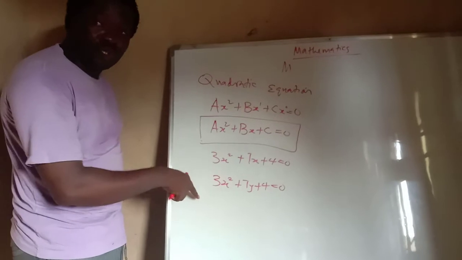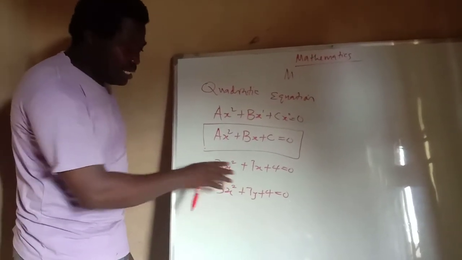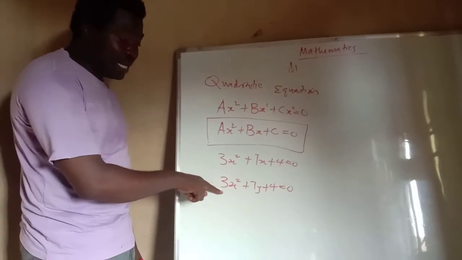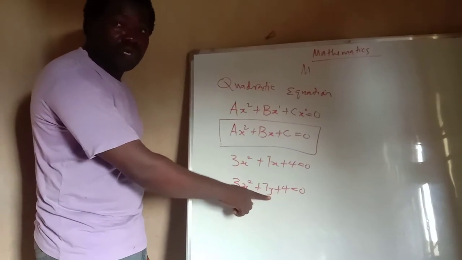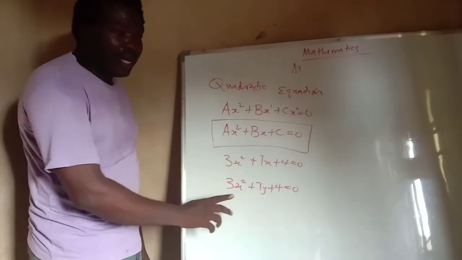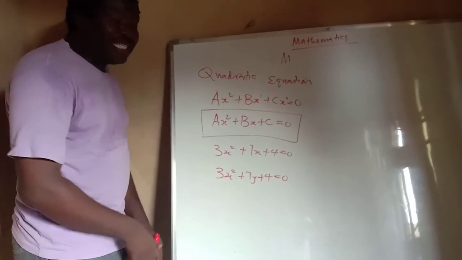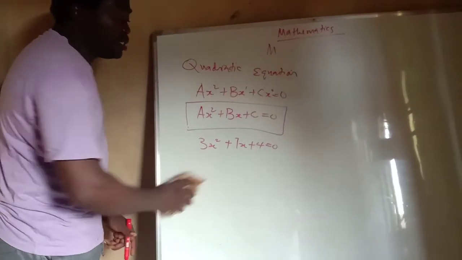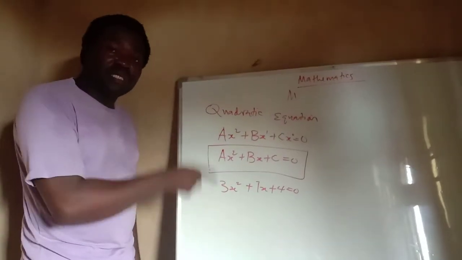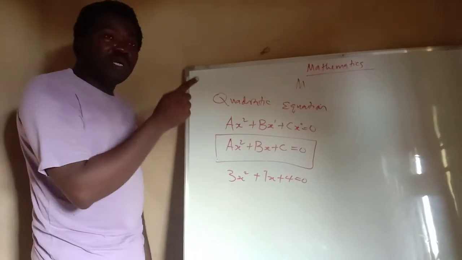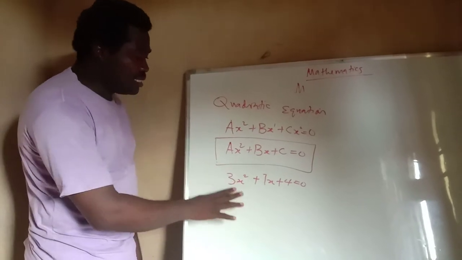It is quadratic in nature, but you cannot solve for x here. That is the issue I am trying to differentiate. It's quadratic in nature, but you cannot solve for the value of x since this 7 is having an unknown of y. So in quadratic equation, we must note that the highest power we always have for our unknowns is always 2.